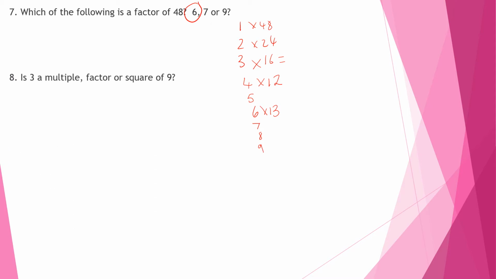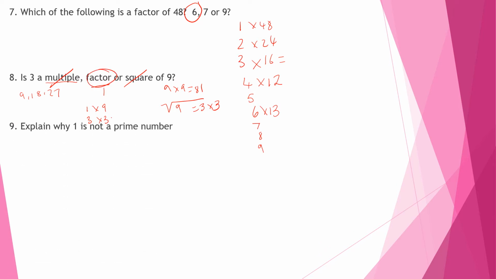Is 3 a multiple, factor, or square of 9? Well, a square of 9 would be 9 times 9, which is 81. A square root would be correct if that was an answer, because the square root of 9 is 3 times 3. Is it a multiple? Well, a multiple is your times table, so 9, 18, 27, so it's not a multiple. So let's double check if it's a factor. We've got 1 times 9. We can't do 2. We can do 3 times 3, so it's a factor.